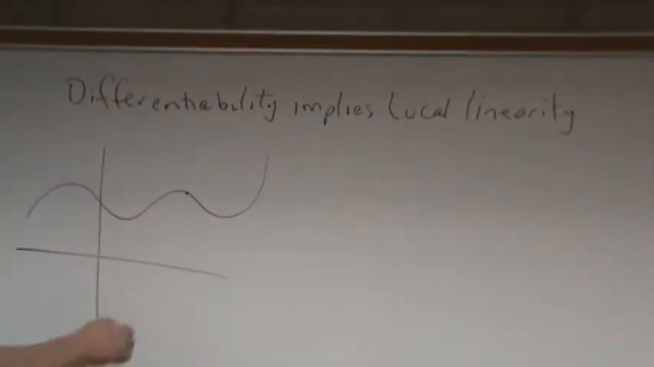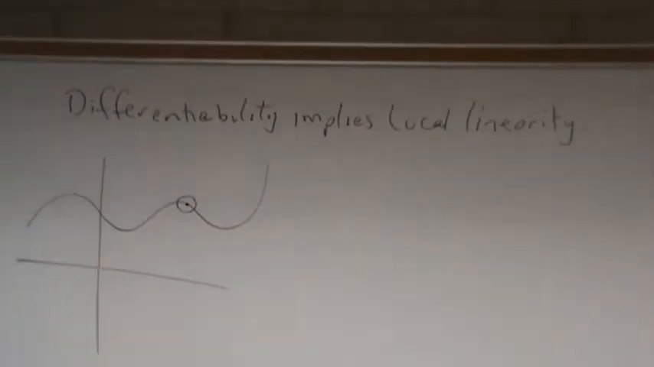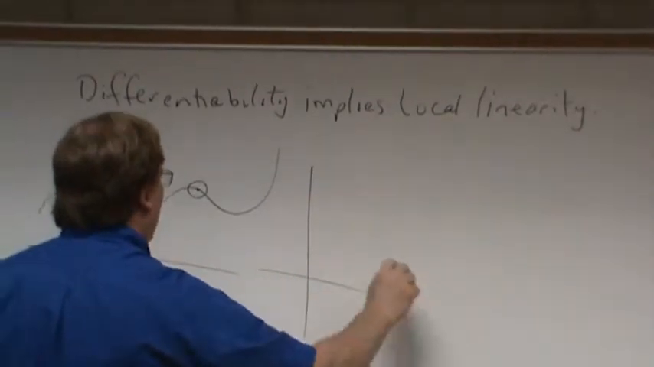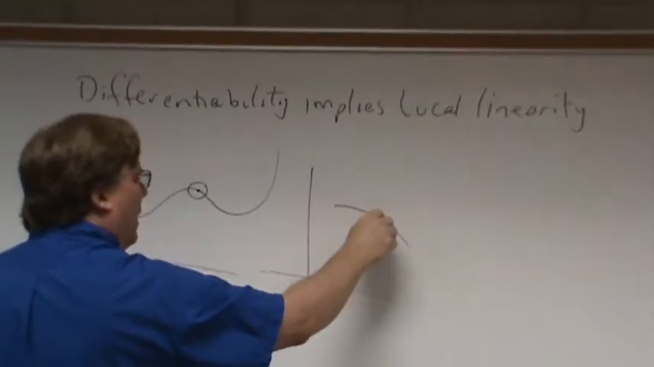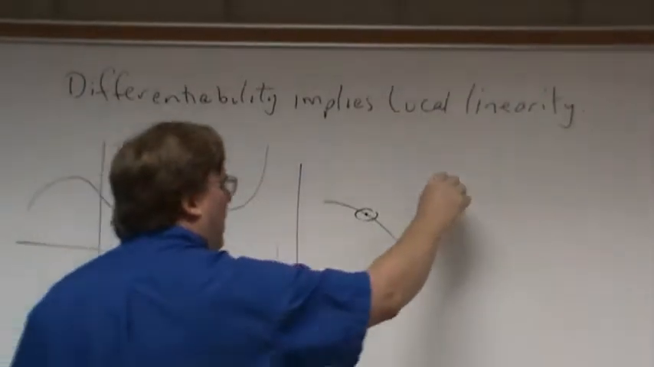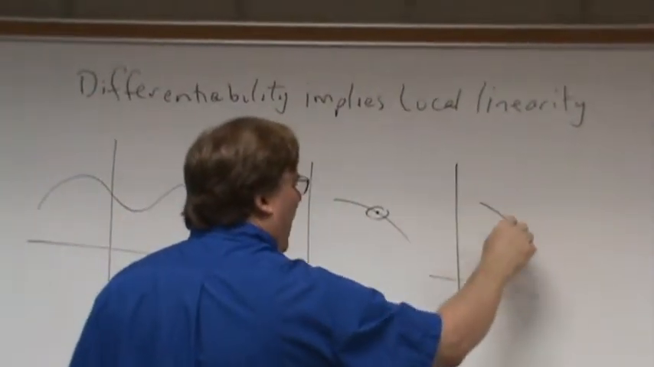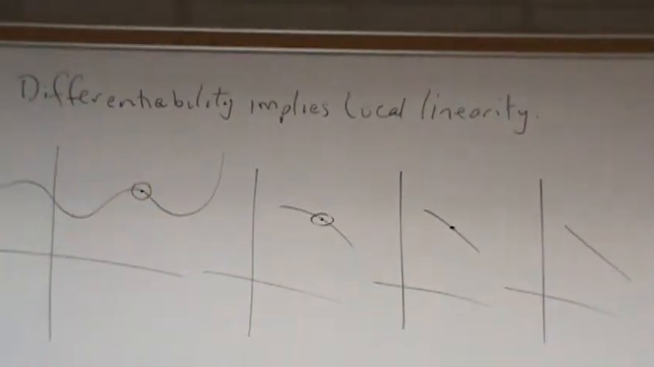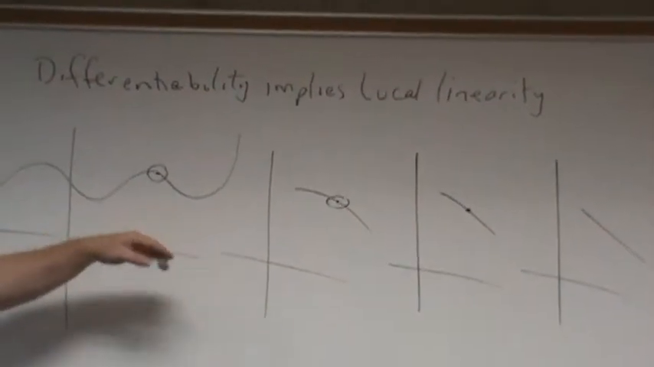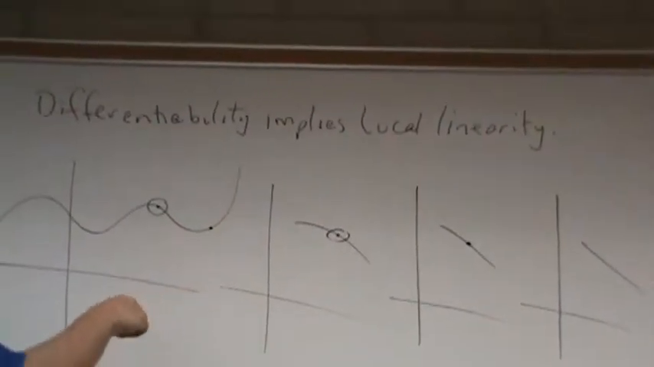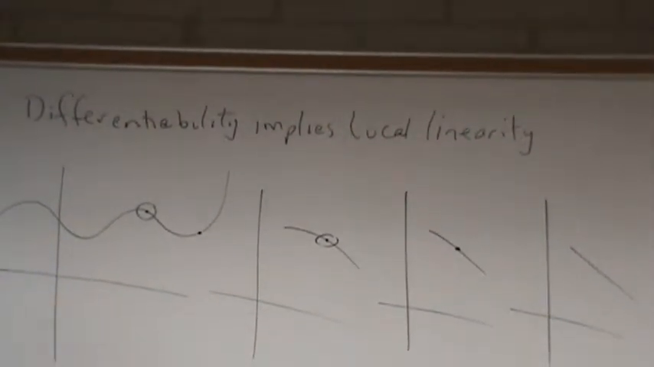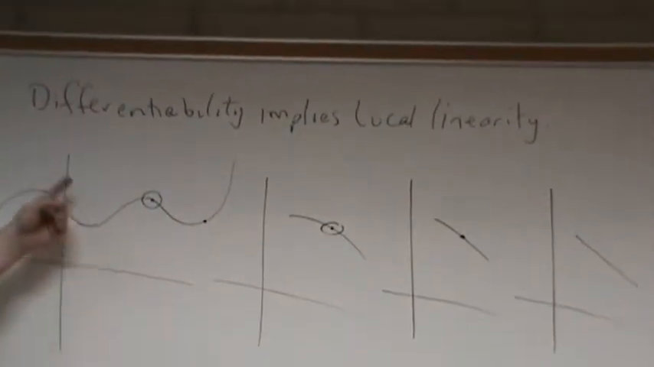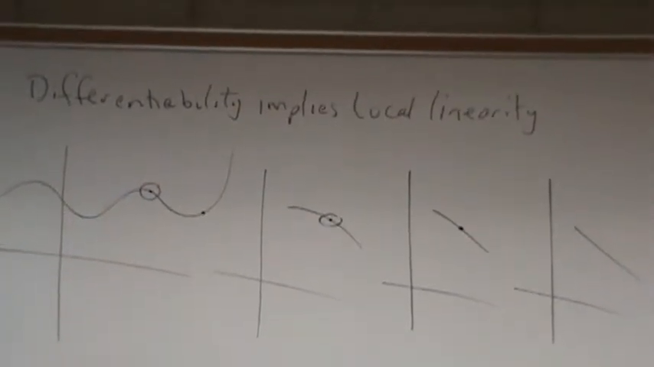But do you see that if I take a close-up of that point right there, as I have circled, it's going to end up looking like this. And then if I were to take a close-up of this point right there, it would end up looking like this. And then if I took a close-up of that point right there, it would end up looking like that. Do you see that when your graph is differentiable, any point you care to choose, if you take repeated close-ups of that point, you're going to have it looking pretty much like a straight line. And that's what we mean by differentiability implies local linearity.